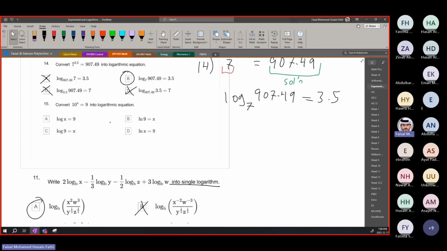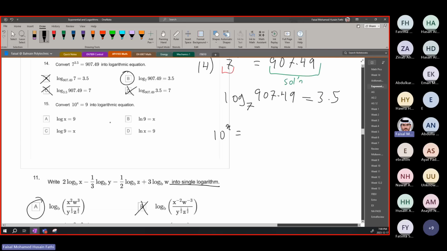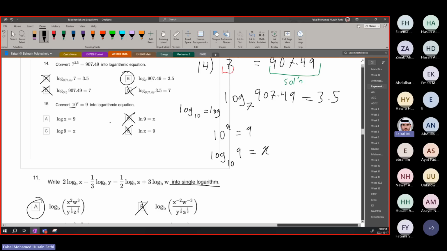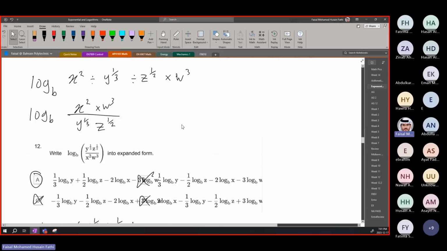Convert 10 to the power x into, again, 10 to the power x equals 9. Your base is 10, your solution is 9, the value is x. So log base 10 of 9 equals x. If you notice here, they did not write the 10. First of all, this is not ln. This is 10, not ln. Ln has to be e. Log base 10 is the same as just writing log by itself. All right? So log 9 is equal to x, not log x equal to 9. Moving on, let's see the next question.